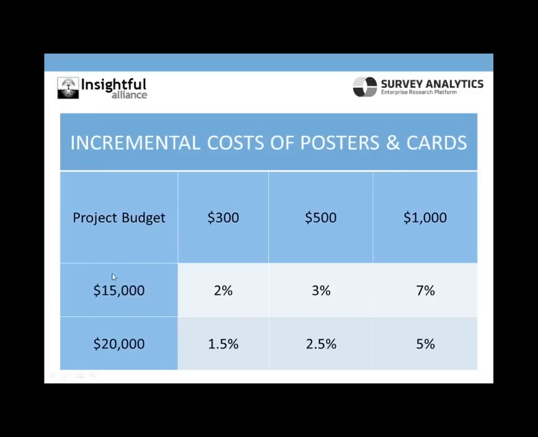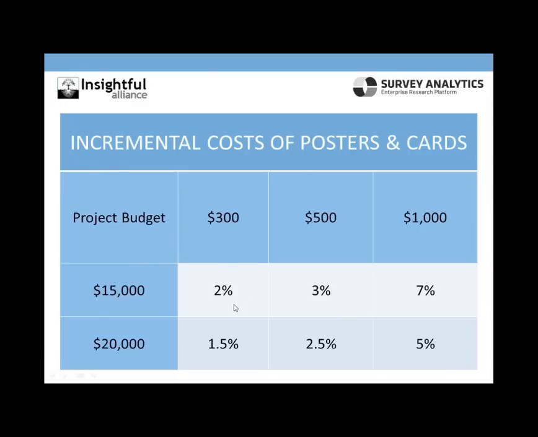So what I have in this left-hand column is two hypothetical project budgets for intercept surveys. So a budget of $15,000 and $20,000. And the next three columns are hypothetical scenarios for the total cost of designing, printing, and shipping different numbers and sizes of posters and cards. So, one scenario is $300, another scenario is $500, and the third scenario is $1,000.